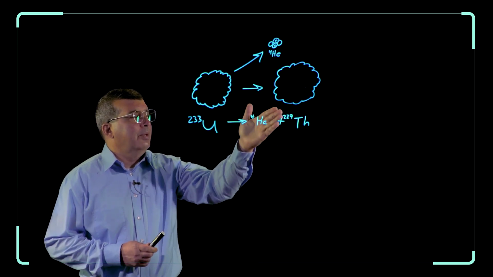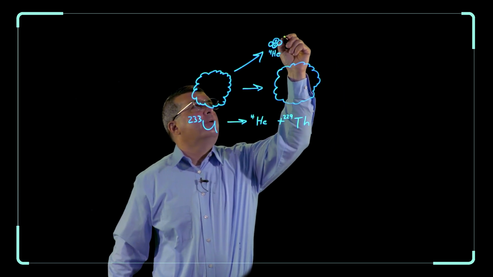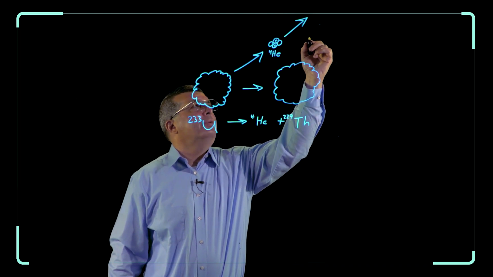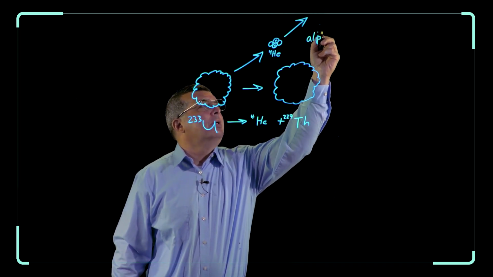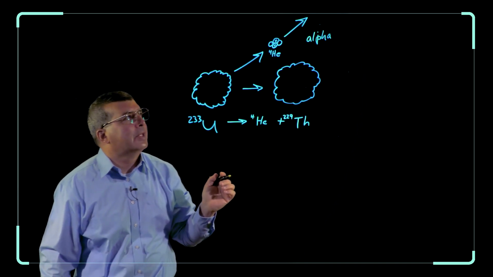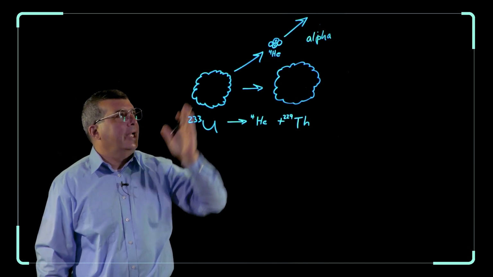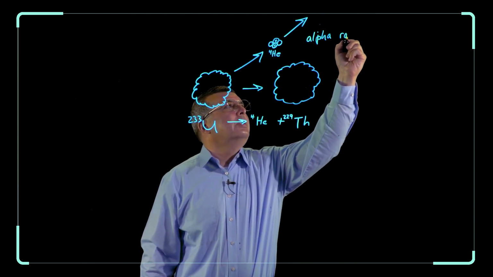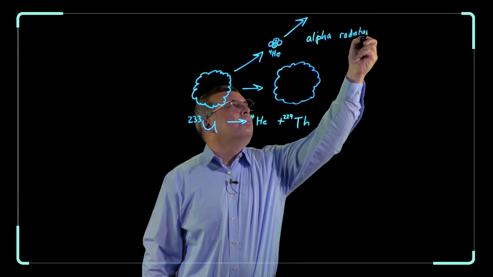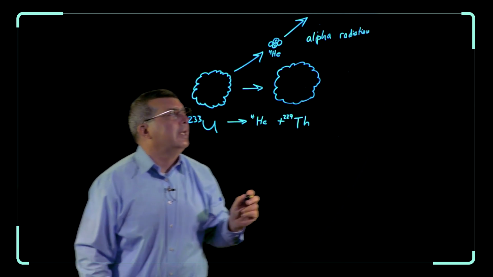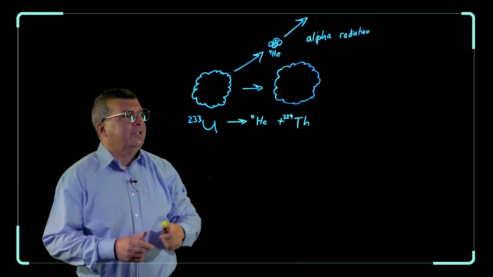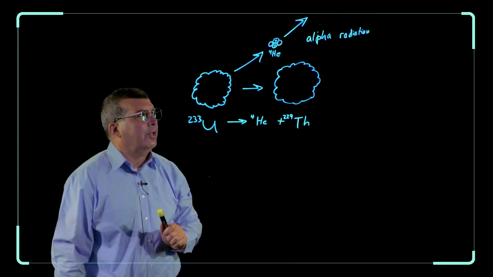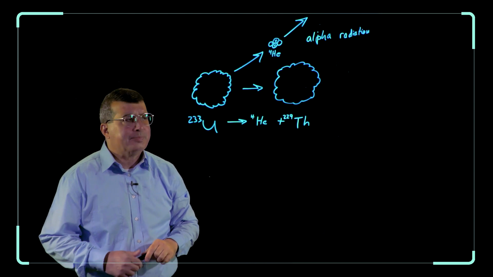thorium is much more massive than the helium, so the helium is what goes shooting out like a bullet. The helium in this case is called an alpha particle, and the shooting out of an alpha particle is called alpha radiation. So this process where a uranium shoots out a helium, which goes out like a bullet and leaves us with thorium, is our alpha radiation.